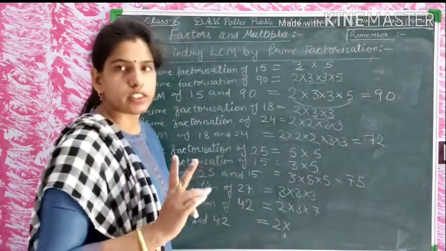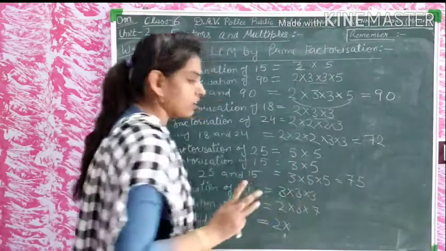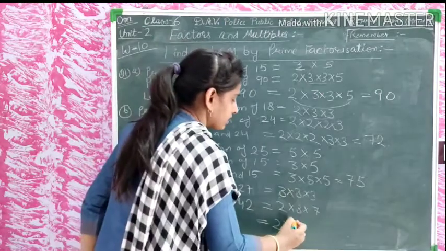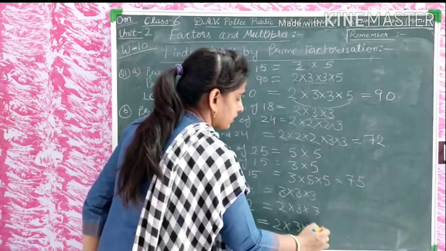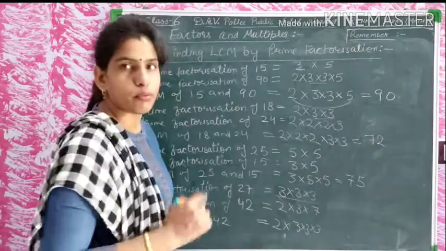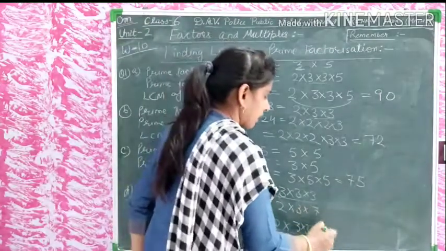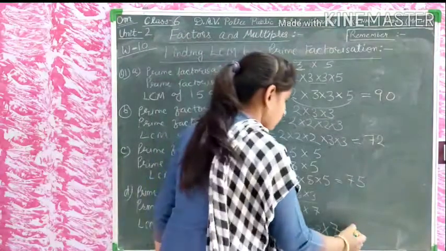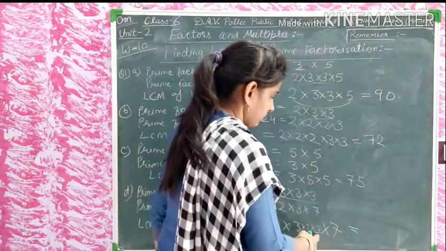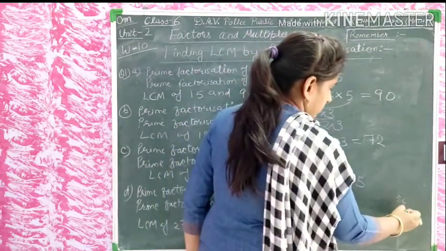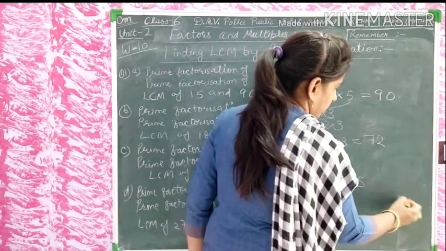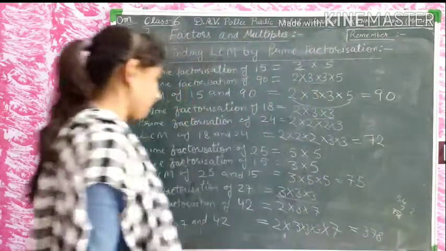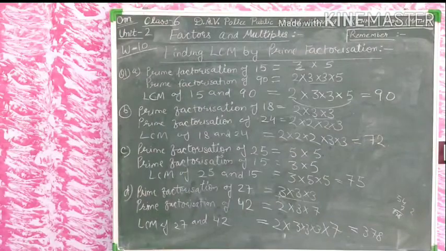Next factor is 3. Here 3 is written 3 times, and here 1 time. We take the maximum number of times, so this is 3 into 3 into 3. It occurs 3 times. Now 7 occurs only 1 time, so we write it 1 time. So 378 is the LCM here. Is this clear, students?